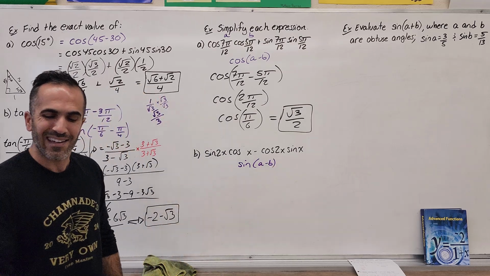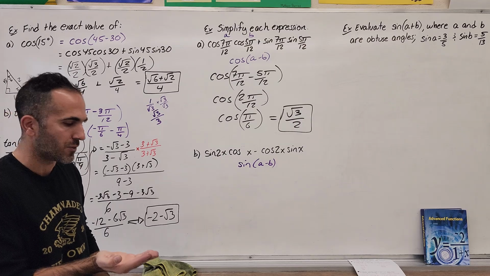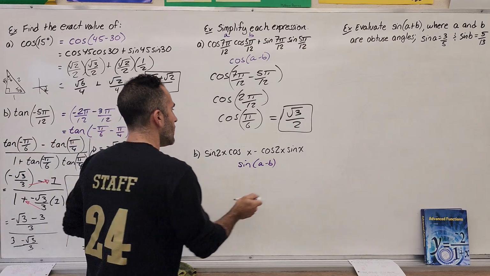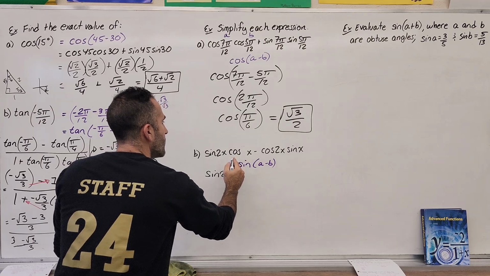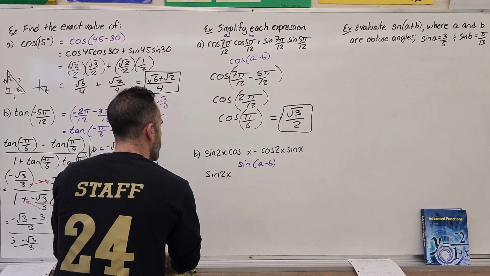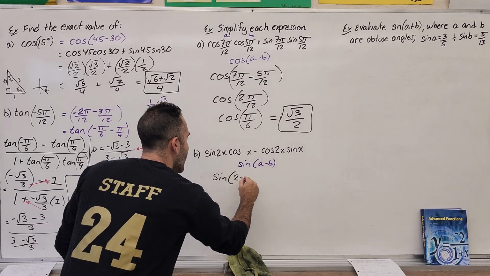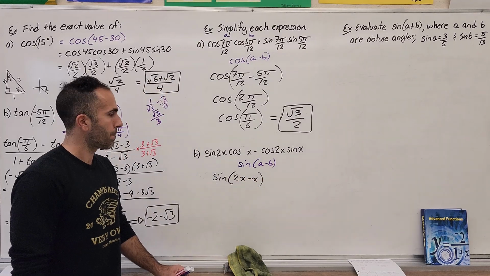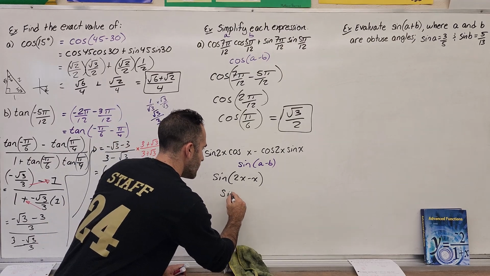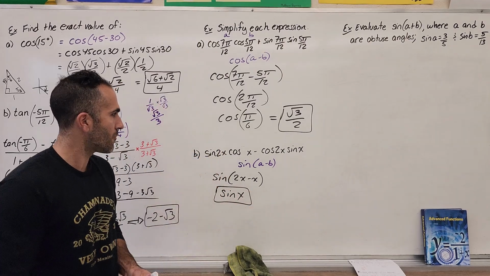Have your formulas handy right next to your work. Don't be flipping pages to look for formulas. Waste of time. Right next to you. Sine of A. This is sine of 2x. Sine of A minus B. This reduces to sine of x. There's nothing else I can do there, so I'm done.